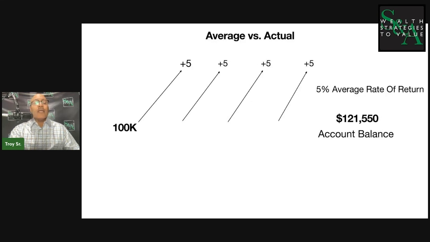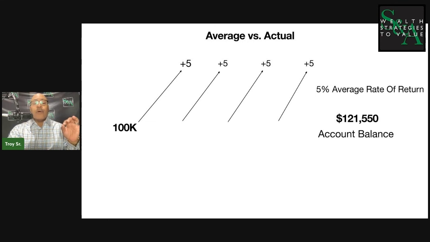Next slide. Average versus actual, once again. Now, this slide shows the exact same thing, but here's the difference. What's different? Who can tell me what's different on this chart? You give the advisor, let's say I'm this advisor, this is me, right? You give me $100,000 to invest. And I don't get you 100%, but I get you a conservative, safe 5%.